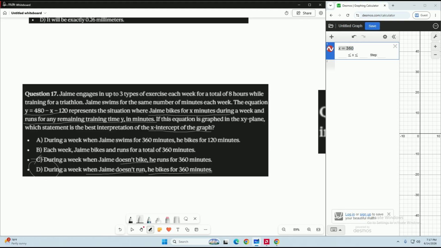So the first step we took was to simplify the equation they gave us in the problem by doing 480 minus 120, combining like terms. Then we realized that an x-intercept is when y is equal to 0. And if y is equal to 0, then Jamie doesn't run any minutes whatsoever, because he runs for any remaining time y in minutes. If y is 0, he's running for 0 minutes. So then all we do is simplify the equation, add x to the left-hand side, and we get x is equal to 360. So when Jamie doesn't run, he bikes for 360 minutes. So that's our correct answer to this question.